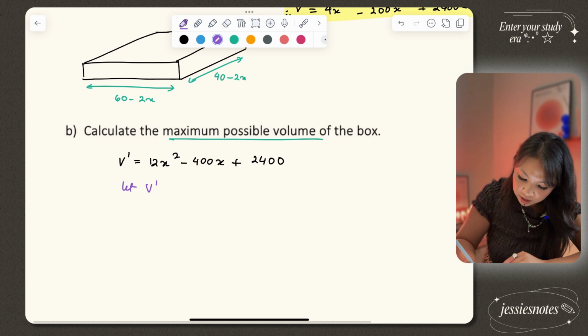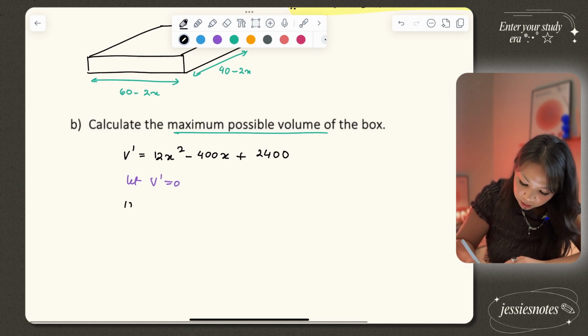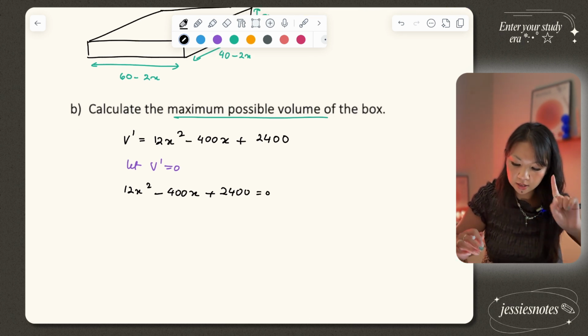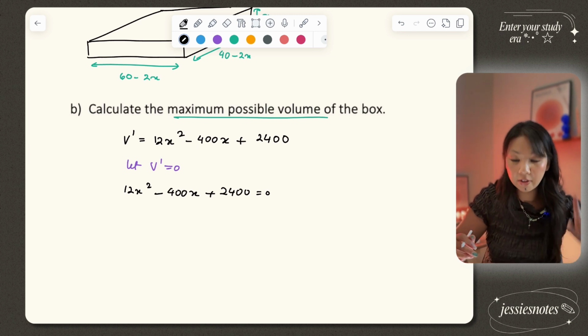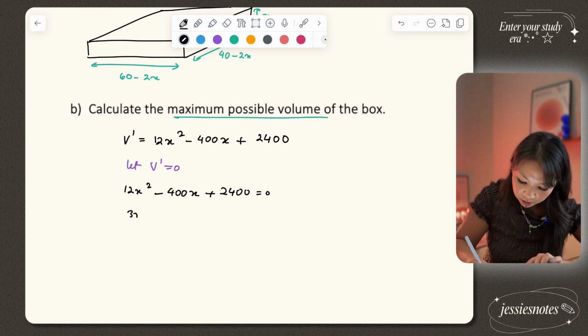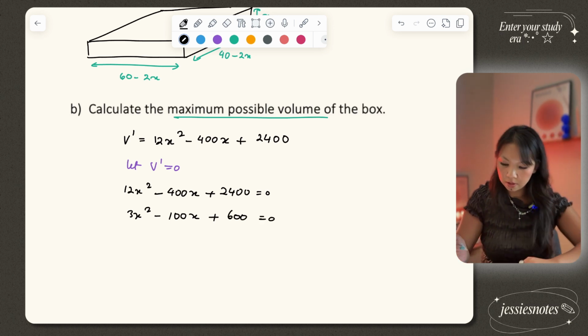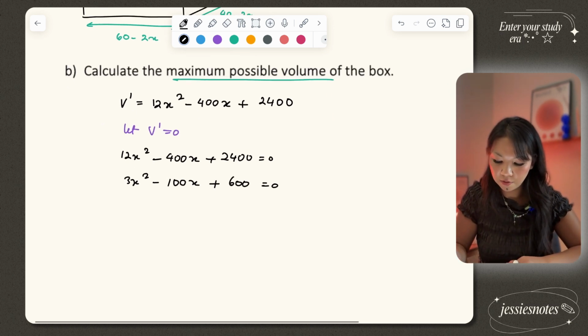Next, we're going to let v dash equal to 0. We get 12x squared minus 400x plus 2,400 equals 0. It looks like we can divide this further. Let's divide everything by 4. So we get 3x squared minus 100x plus 600 equals 0. Doesn't look like I can divide any further.